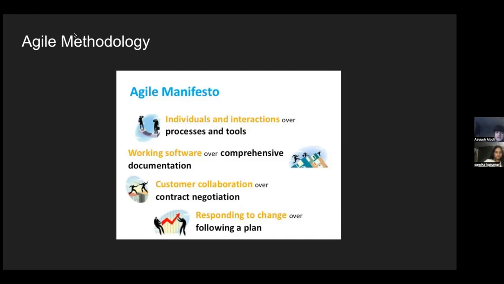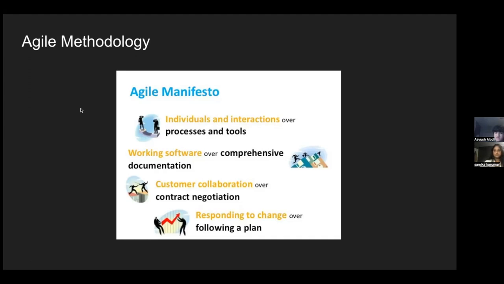It is divided into four key values, which are individuals and interactions over processes and tools. This means having regular conversations with members and checking in on them and each other, instead of using reflection forms or other means. Working solutions over comprehensive documentation. This does not mean you should not create documentation. Rather, you should create documentation that provides value and does not hinder the team's progress.